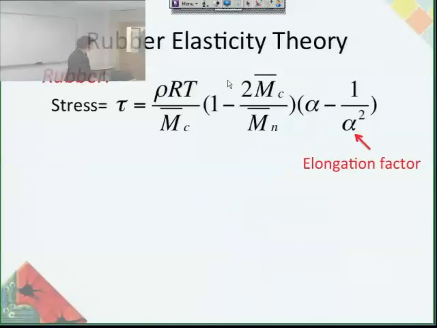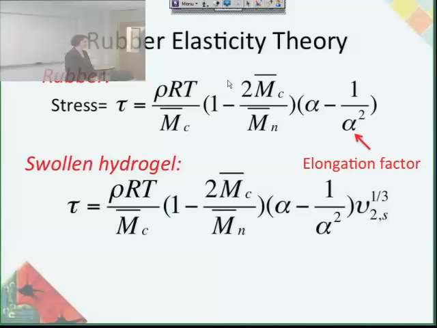As the name suggests, rubber elasticity theory was developed for rubbers and to describe the mechanical properties and the elasticity of rubbers. Without going into how this was derived, you can see that the stress in the system is inversely proportional to the molecular weight between crosslinks of a rubber, which is a cross-linked polymer that's just not swollen with water. To modify this for it being swollen with water, because that's what a hydrogel is, you just add the volume swelling ratio of the swollen polymer. That's that term at the end there.